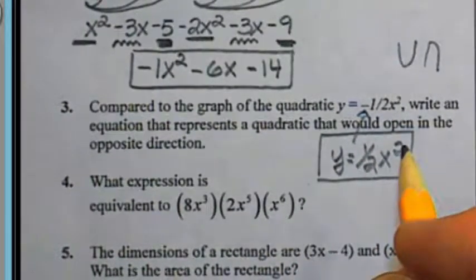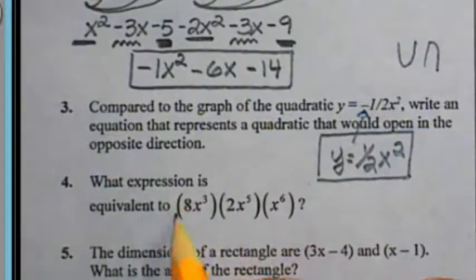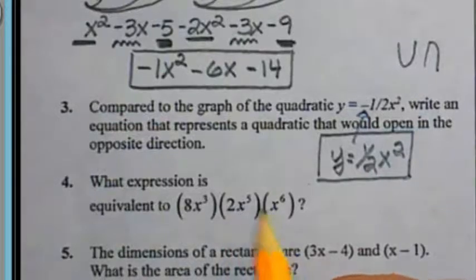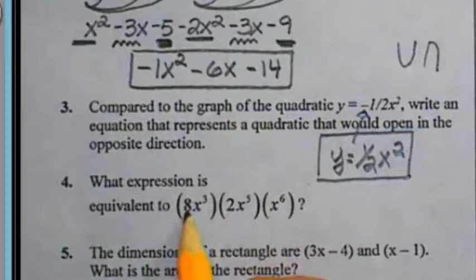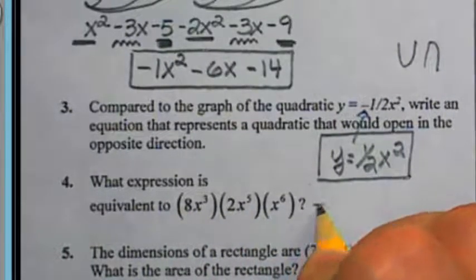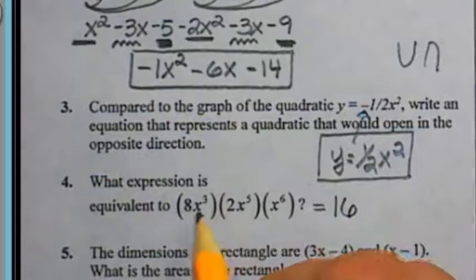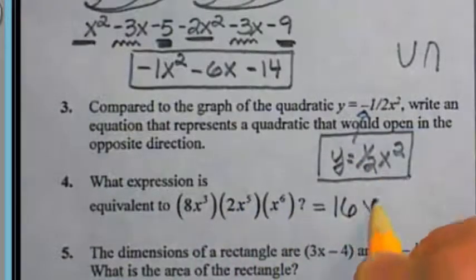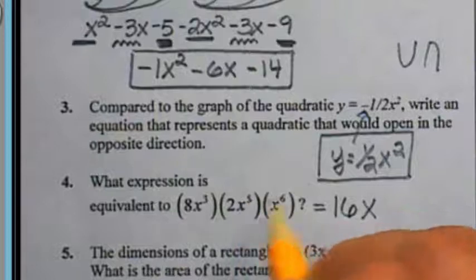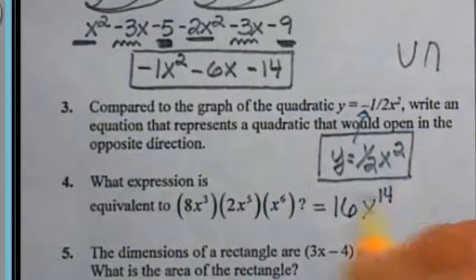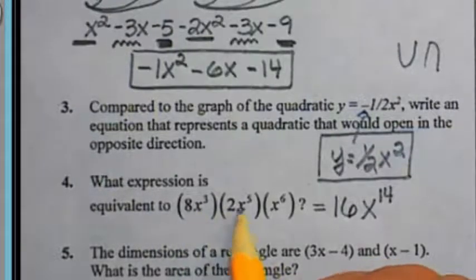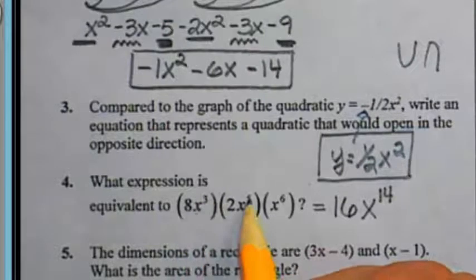Okay, question number 4 asks what expression is equivalent to 8x cubed times 2x to the 5th times x to the 6th. If you notice, this is multiplication, so I'll multiply the big numbers. 8 times 2 is 16. And then, because they all have the same base x, I can add the exponents. So 3 plus 5 is 8, 8 plus 6 is 14. So please remember, if you multiply terms that have the same base, what do you do with the exponents? You can add them.